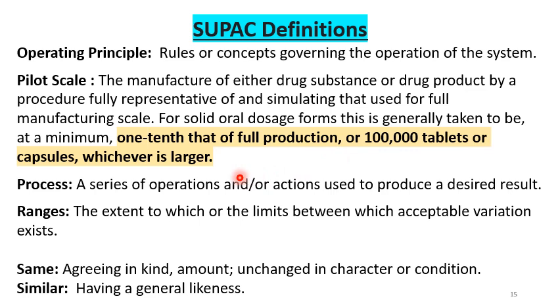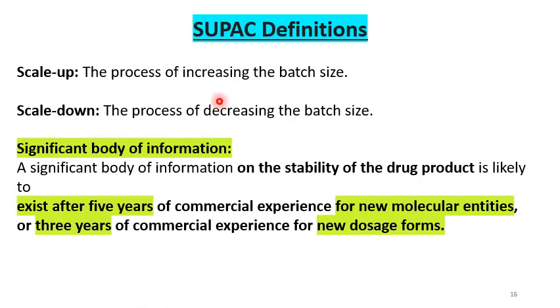Or 1 lakh tablets or capsules, whichever is larger. If the production batch size is 20 lakhs, then 1/10 of the 20 lakhs will become 2 lakhs, and that should be the batch size. Now, process: a series of operations and actions used to produce the desired results. Ranges are the extent to which the limits between the acceptable variation exist. Same means agreeing in kind, amount, unchanged in character or condition, and similar means having a general likeness. So these are the important definitions.